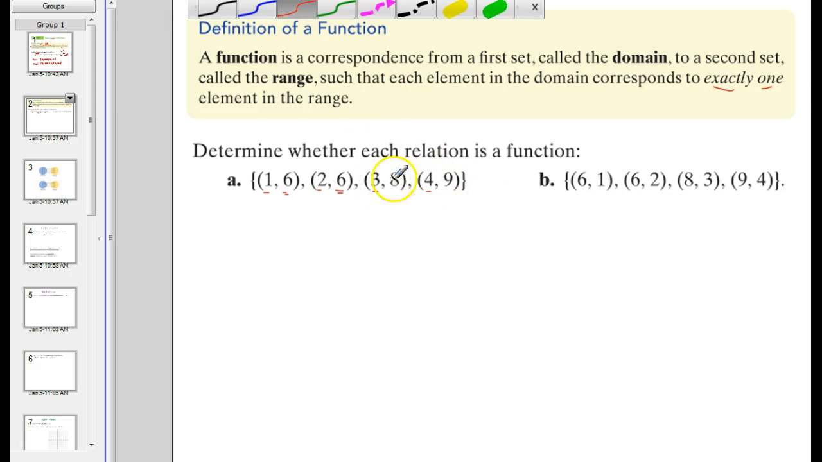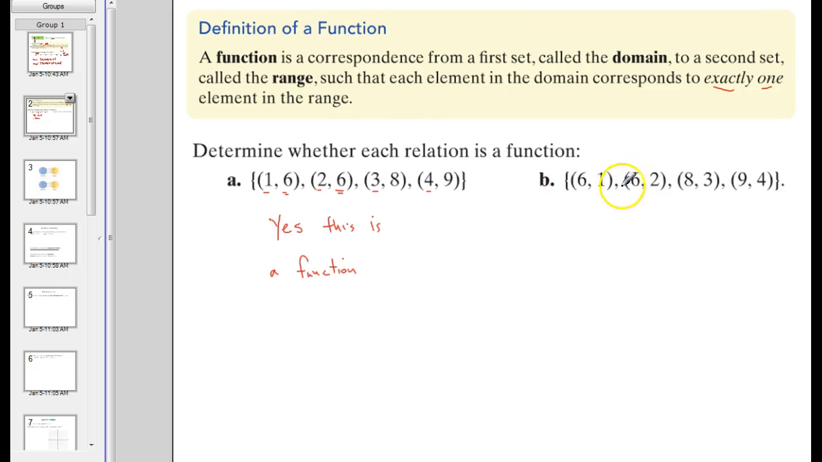Okay, 3 shows up, 4 shows up, they're only paired with different things. So 6 is repeated as an element of the range, but it is not a first element, a domain member, paired with two different things. So this is a function.